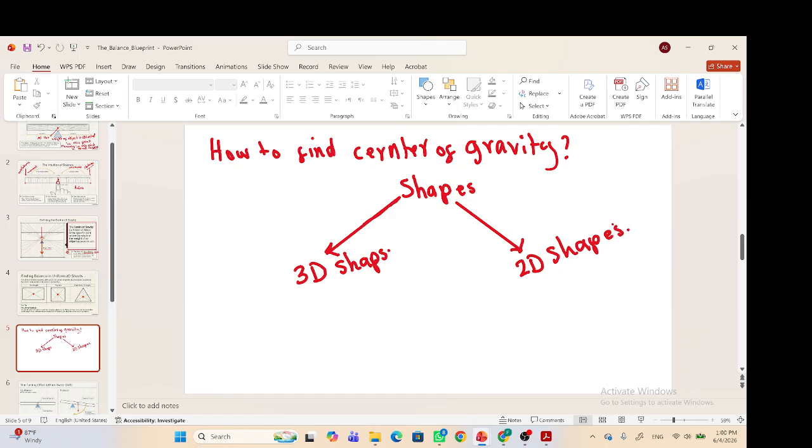Okay, I'm sure that you know the meaning of 3D and 2D shapes. 3D means 3 dimension. 3 dimension shapes means objects like this one, like this cube. Okay, so like this cube, let me draw this cube for you.